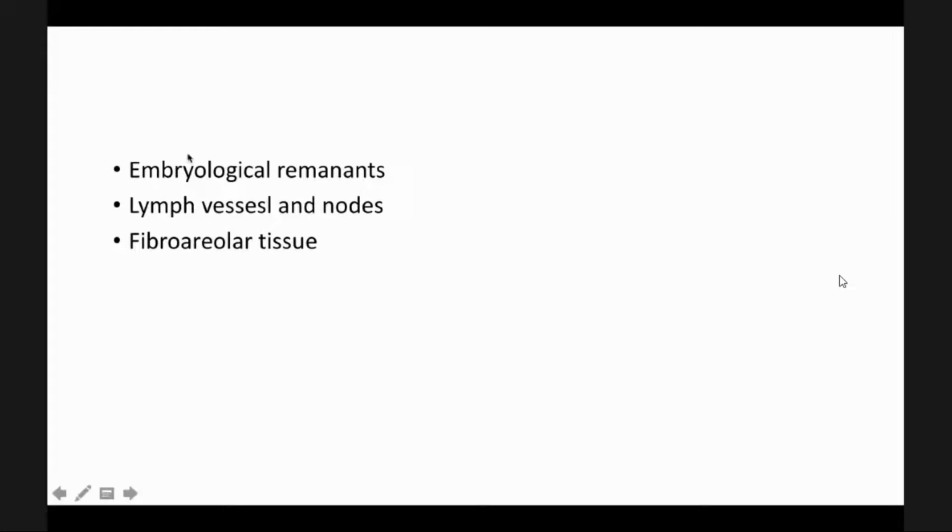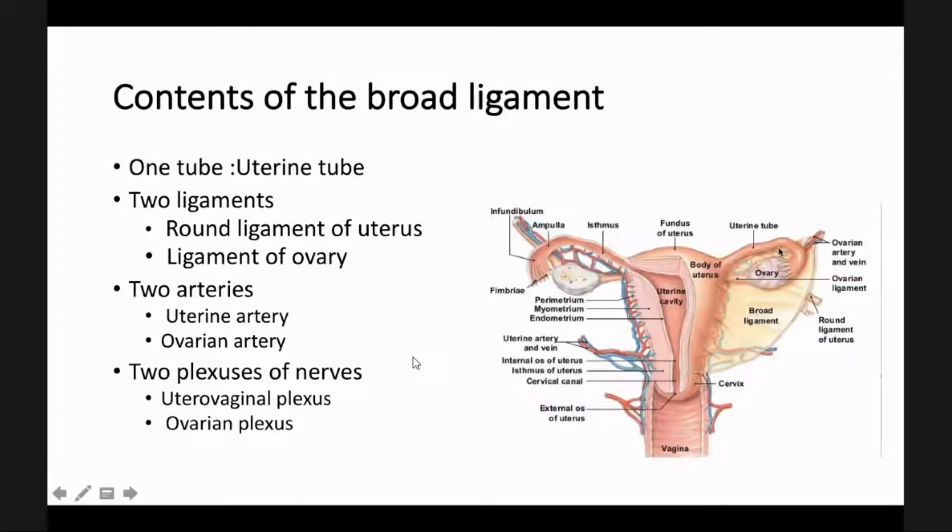Besides that, there are also embryological remnants. Okay, I'll be teaching about each remnant when we study the class on embryology. Okay, they are the paroophoron and the epoophoron. Those structures I will tell you in detail in the coming class. Now just remember, within the broad ligament there are the embryological remnants, and also lymph vessels and nodes and fibroareolar tissue. Those all are the contents present within the broad ligament.